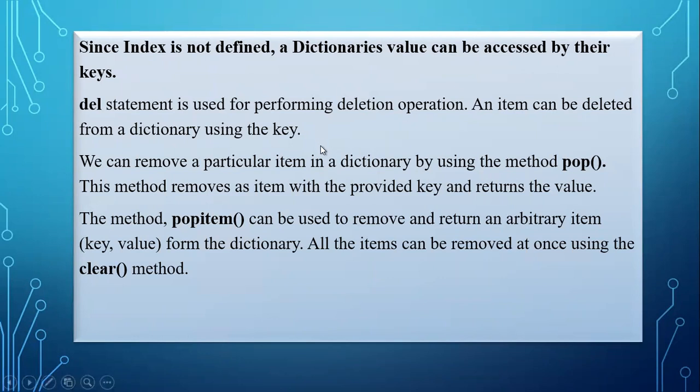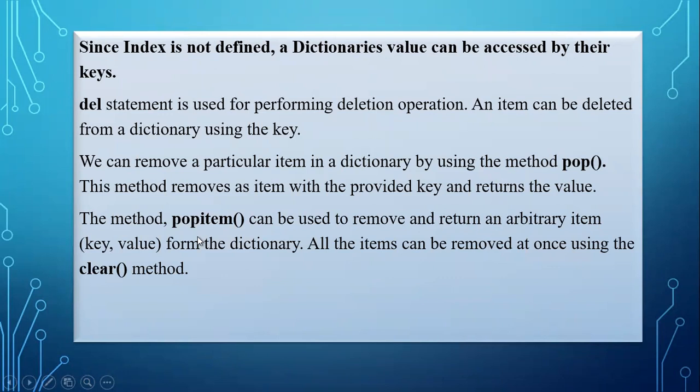And the dictionary has methods too. So we can remove a particular item in a dictionary by using the method pop. And this method removes the item with the provided key and returns the value. Okay. The method popitem can be used to remove and return an arbitrary item from the dictionary. So randomly, we have not specified anything. So popitem randomly chooses a value and deletes the item from that. And all the items can be removed at once using the clear method.